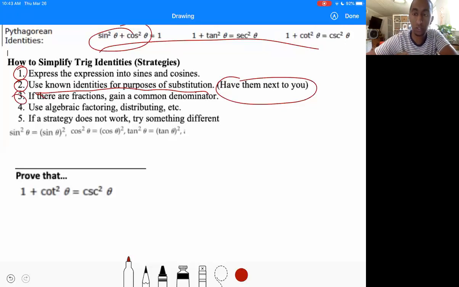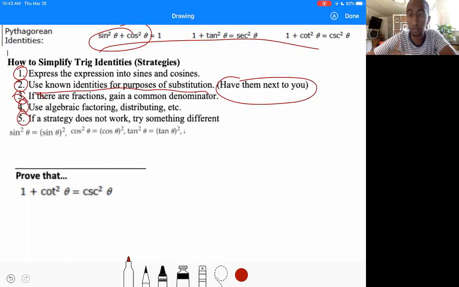Third, if there are fractions, get a common denominator. You saw us do that in the proving examples. Get a common denominator, combine. Fourth, use algebraic factoring, distributing, all of those kind of algebraic skills we know. Fifth, if a strategy doesn't work, go back to the drawing board and start over. Okay, that's just some tips.